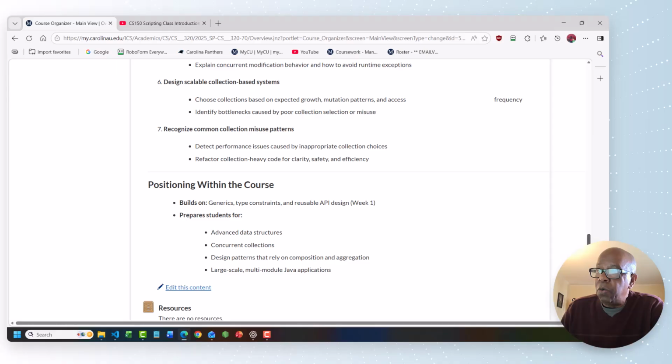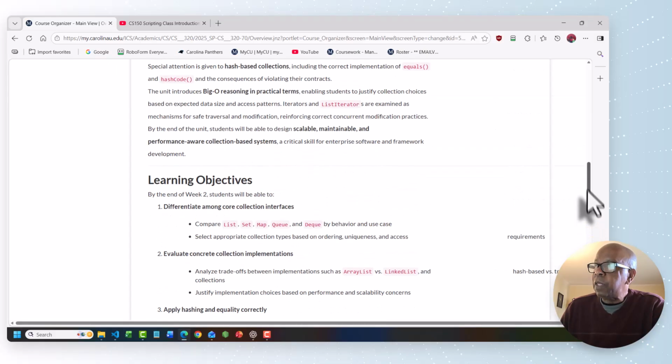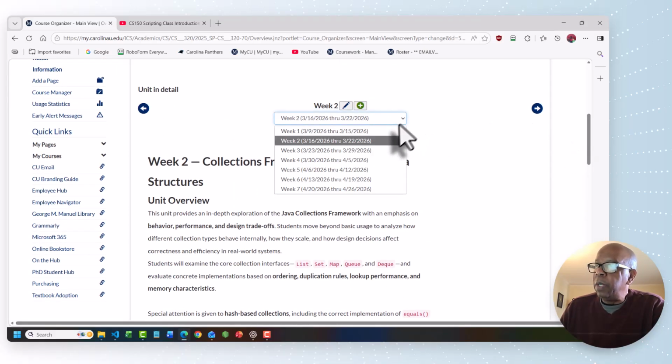How does this position with the course? It builds on the generics that we talked about previously, and reusable API designs from week 1. It will prepare you for advanced data structures, concurrent collections, design patterns that rely on computation and aggregation, and large-scale multi-module Java applications. When you get into the big, huge systems that you'll be using in Java, this particular section is going to prepare you for being able to design and run efficient systems. Okay, that's week 2.